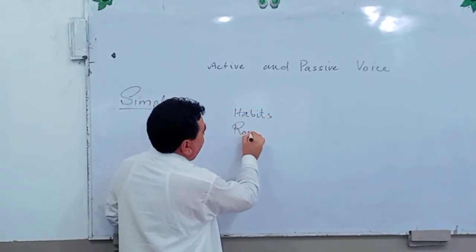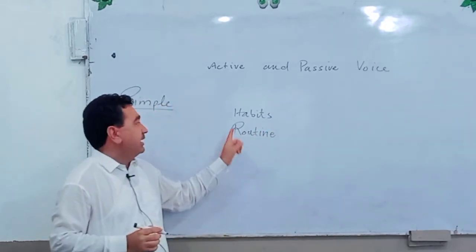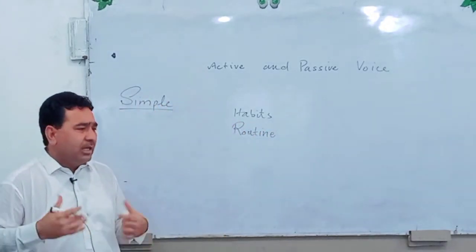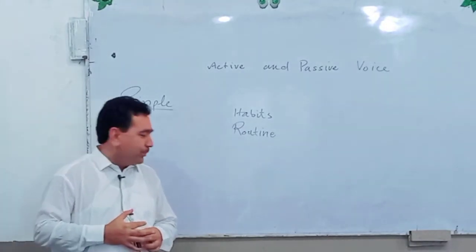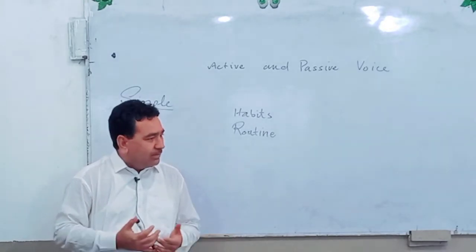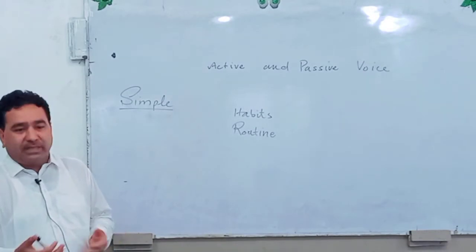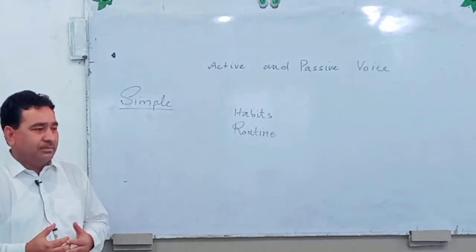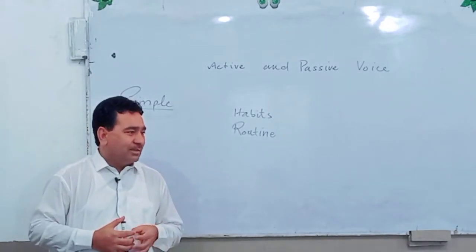Routines are things you do every day at a particular time, that is called a routine, and habits are things that you do every time and every day. There are people who will always spit. That is a habit. So if you say he spits, that is a habit. You're talking about his habit. He bites his nails. That is also a habit.